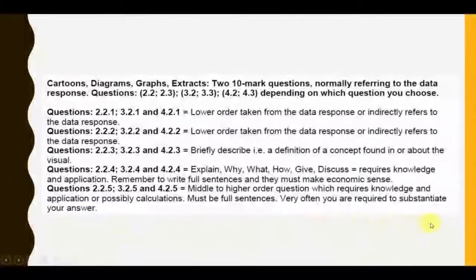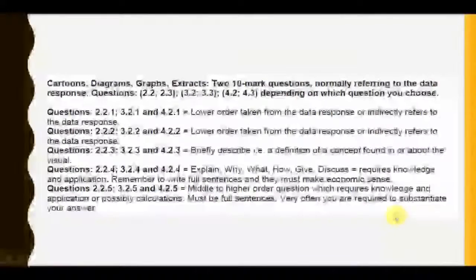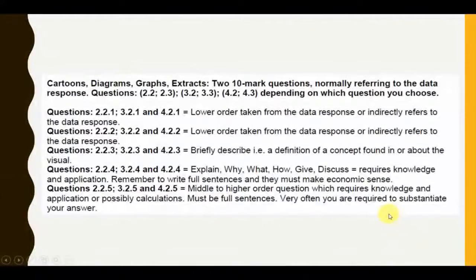And on the point 5, we can add that very often you are required to substantiate your answer. What does substantiate mean? Substantiate means you must give a reason for your answer. So this is often where you may be asked for a solution to a problem, or reasons for a problem that exists. And then you must be able to back up or give reasons for what you are saying, grade 12s. Alrighty, let's practice, guys.